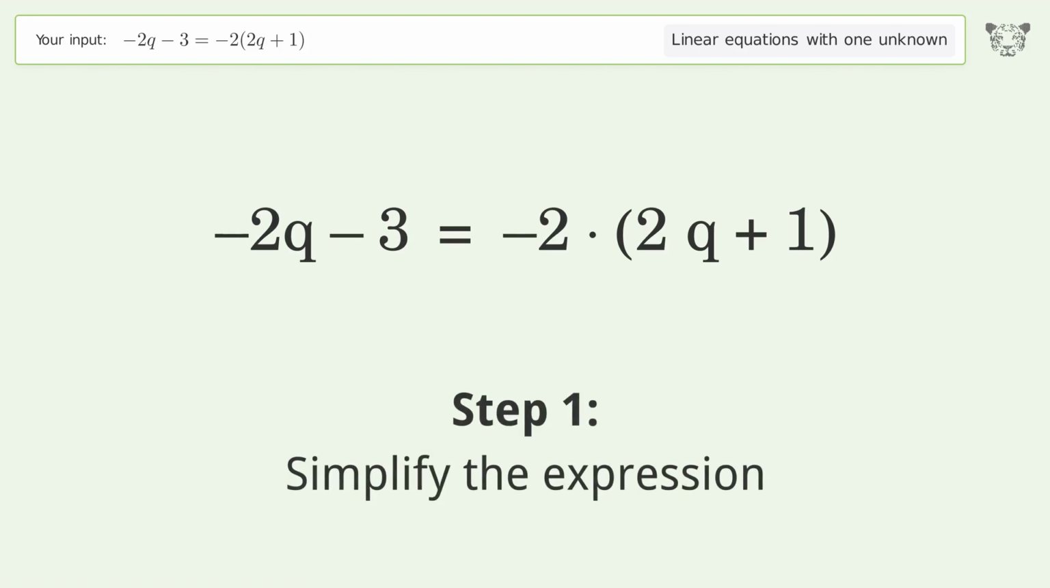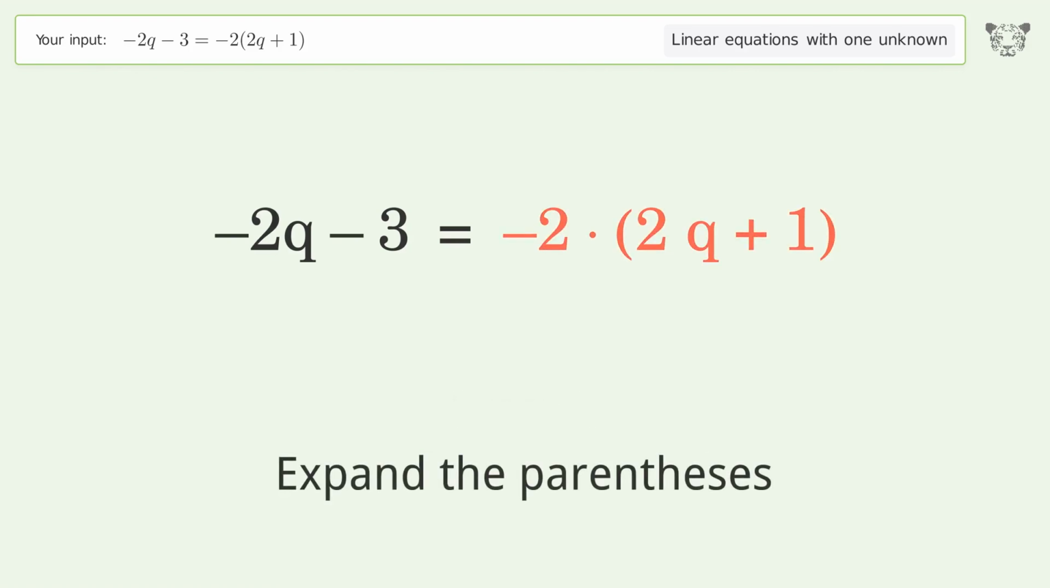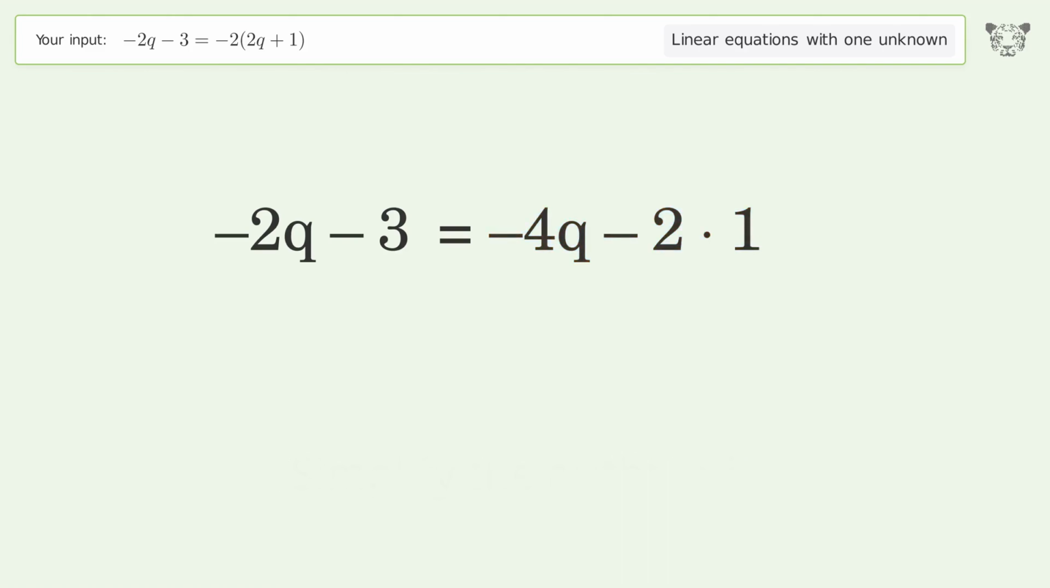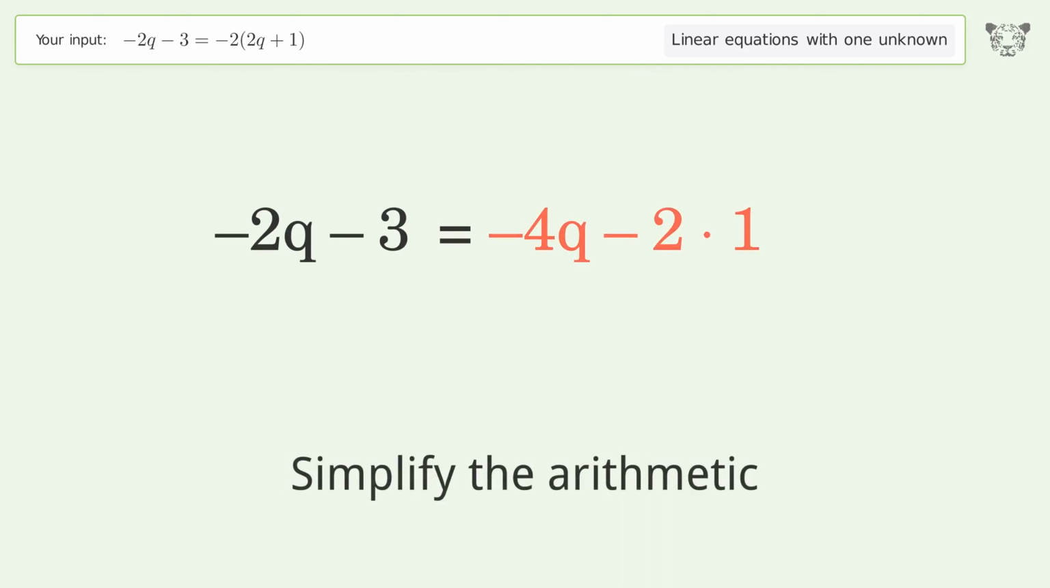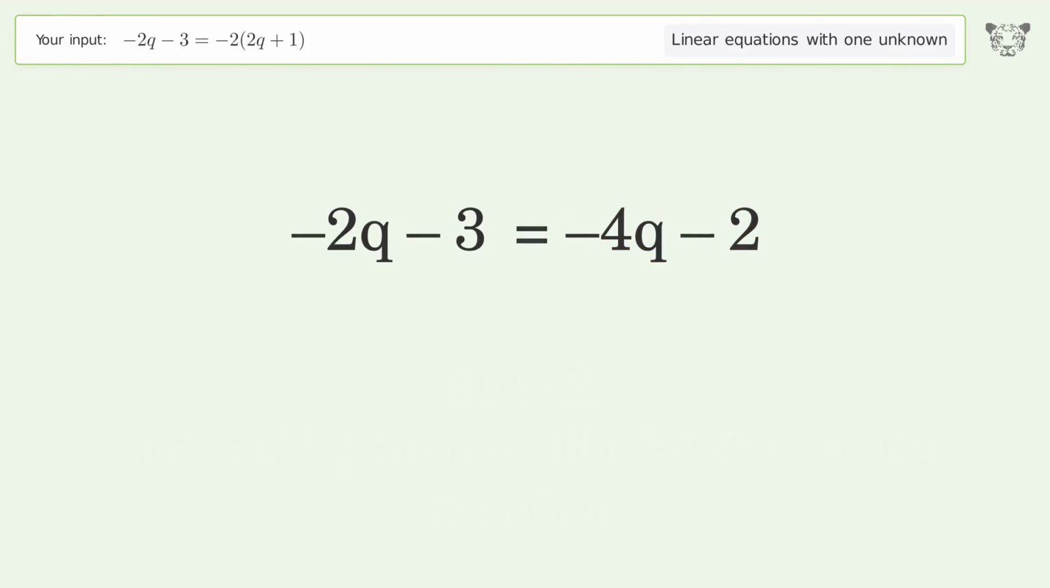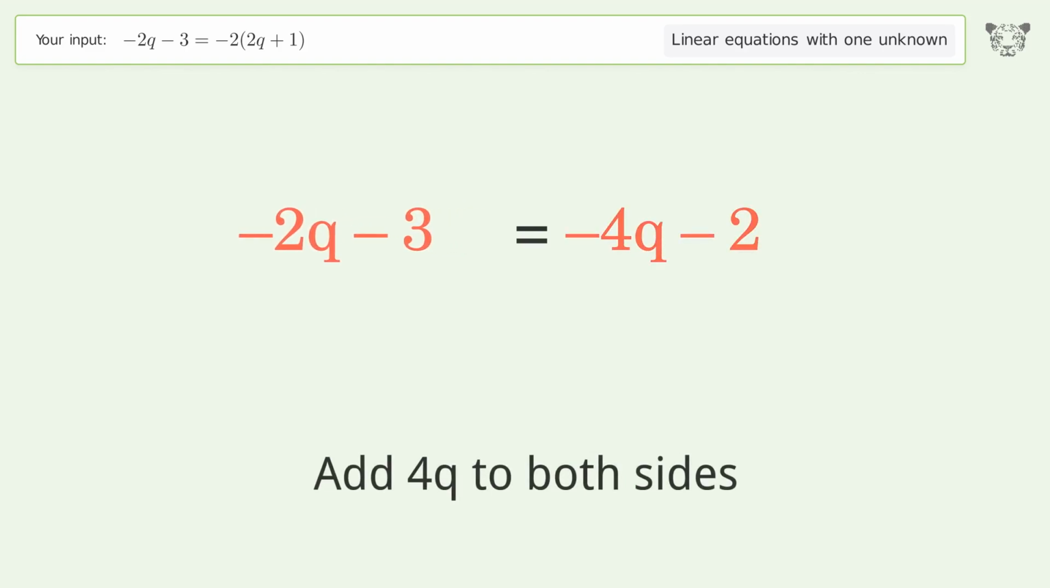Simplify the expression. Expand the parentheses. Multiply the coefficients. Simplify the arithmetic. Group all q terms on the left side of the equation. Add 4q to both sides.